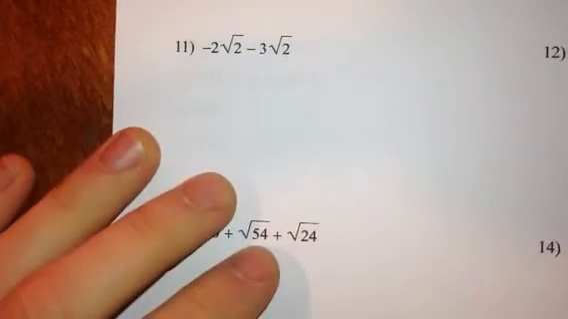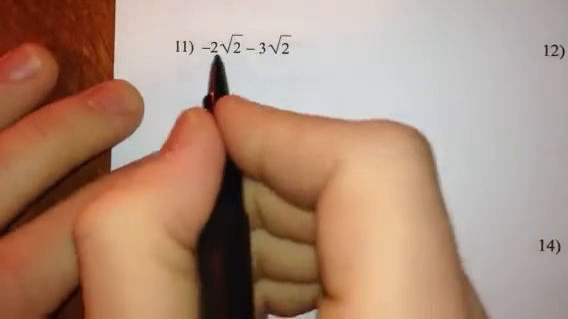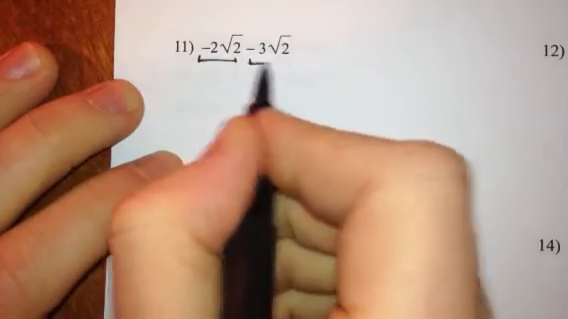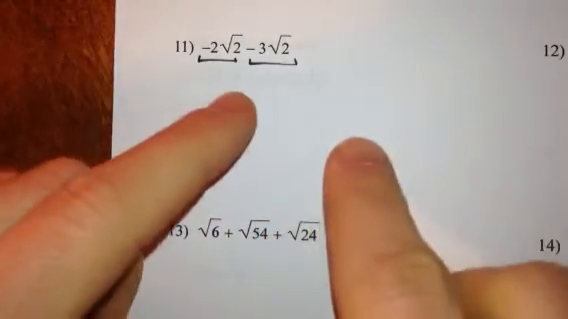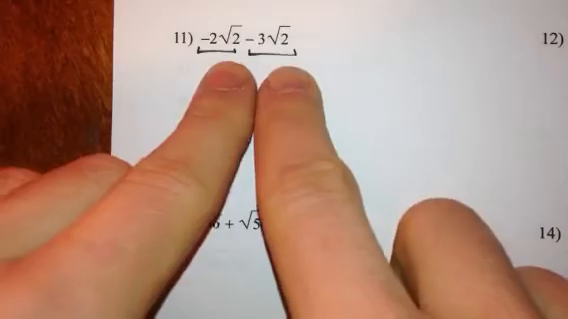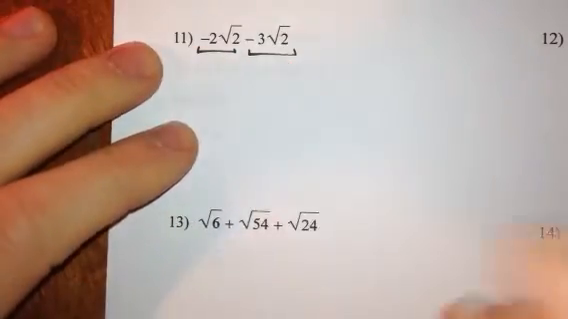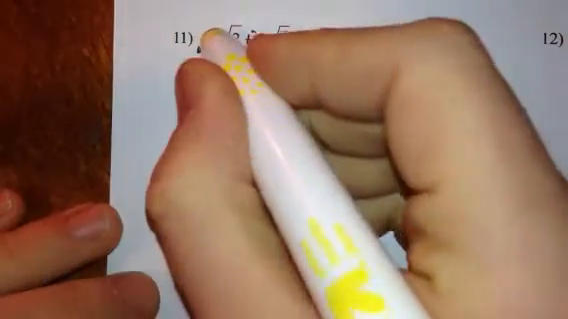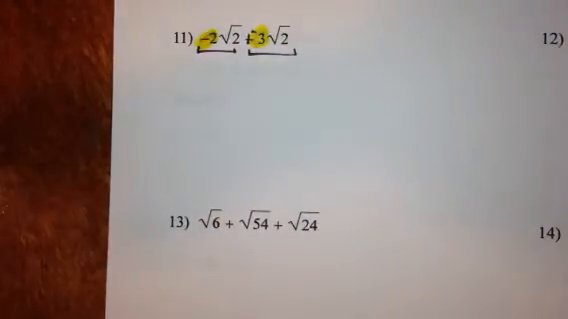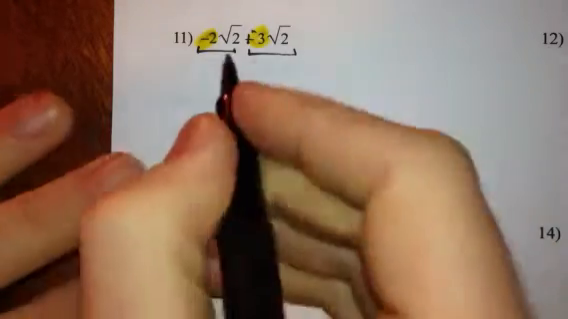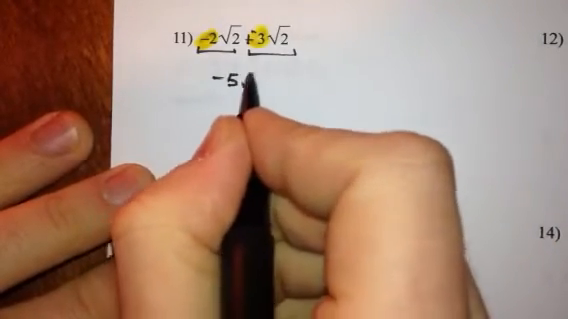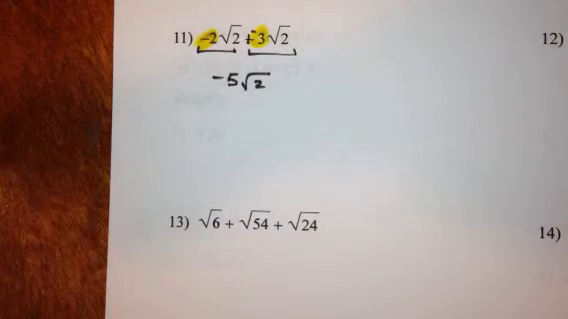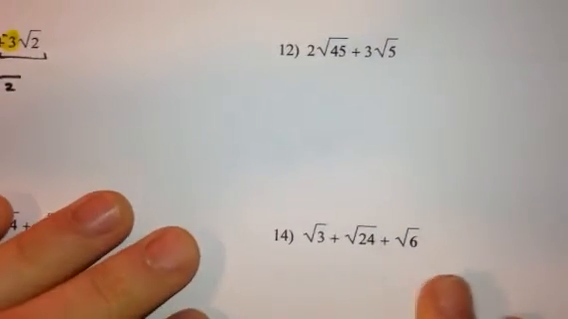So for instance, if you looked at number 11 here, we'd say, well, there's two terms. There's this one and this one. Are they like terms? Well, sure they are, because they both have radical 2's. So I would say that we've got negative 2 radical 2's and then negative 3. And if we put negative 2 and negative 3 together, we get negative 5 radical 2's. Okay?